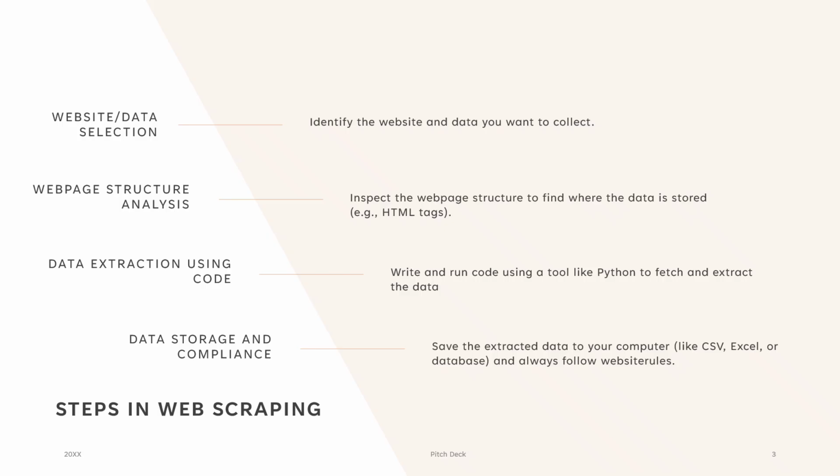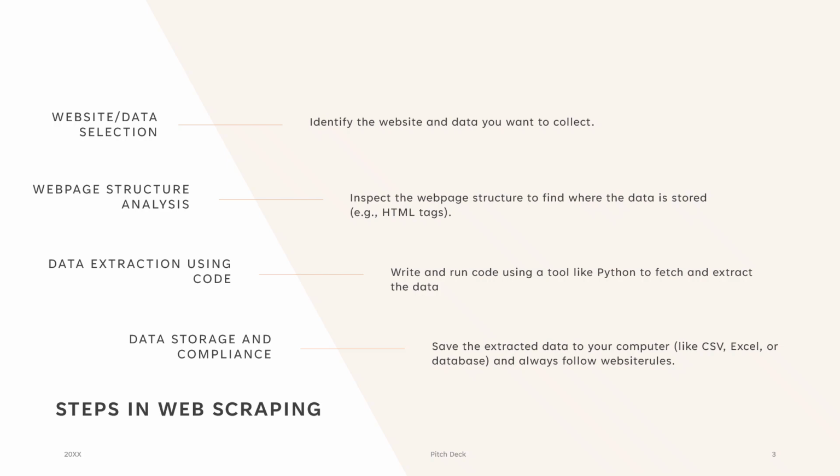So, steps in web scraping. Before we write any code, let's understand the four main steps involved in web scraping. Step 1, website and data selection. First, you identify which website you want to scrape and what data you need. So, for example, I want to scrape Amazon product prices or I want to collect job listings from LinkedIn. You have to differentiate and identify your data.